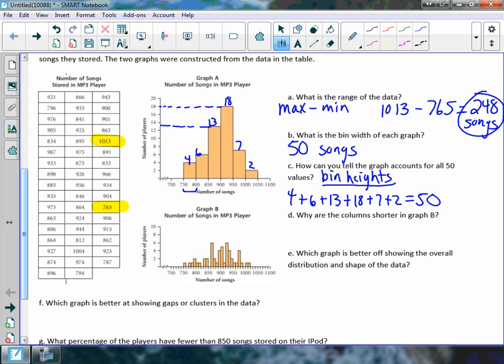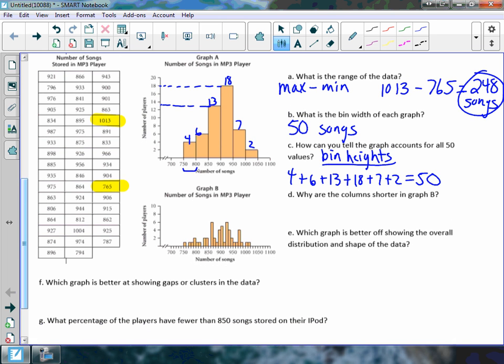Why are the columns in graph shorter in graph B? If you look at your bin widths in graph B, so we said the bin width of each graph, for graph A it was 50 songs, but for graph B, if you take a look, it's only an interval of 10 songs. And so as you decrease bin widths, then your bin heights are going to change. So why are the columns smaller in graph B? Because the bin width is smaller.